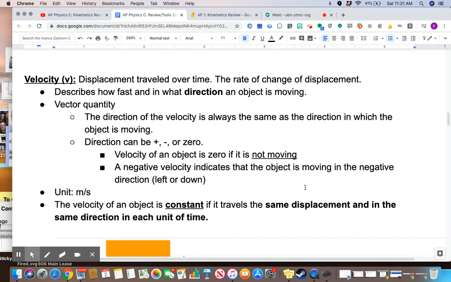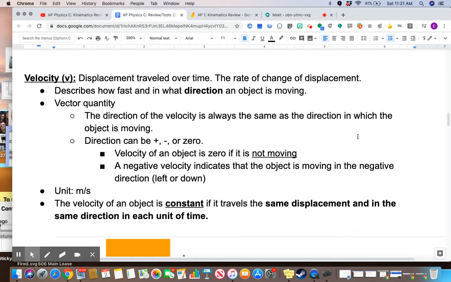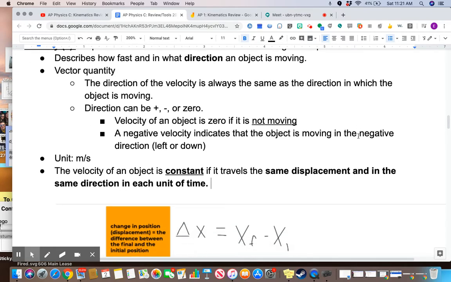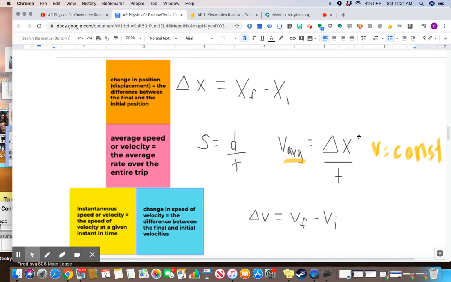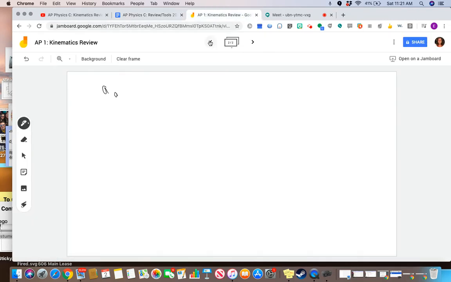Okay, so let's break these apart a little bit. So with velocity, we have average velocity and instantaneous velocity, in addition to constant velocity. So let's take a look at some equations and specify what those vocab words mean. So I'm actually going to do this over here.